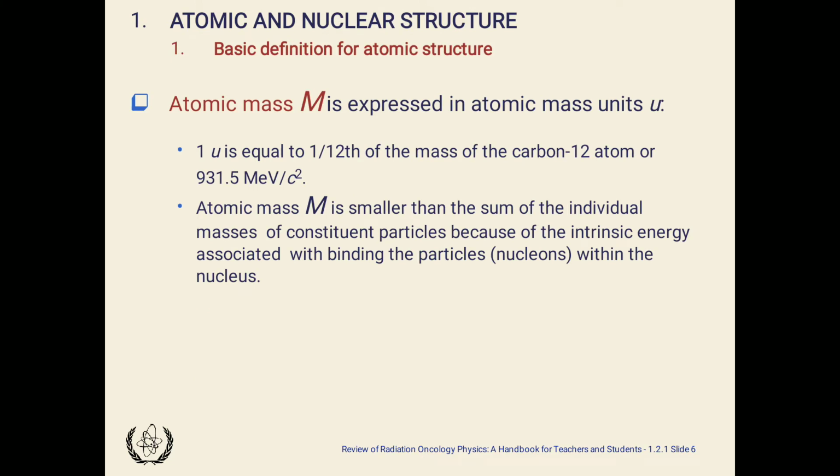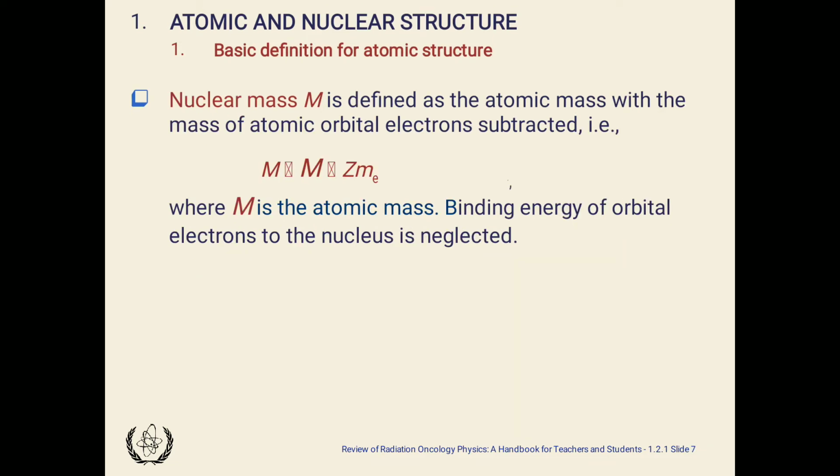Then next is atomic mass. Capital M is expressed in atomic mass units, that is u. 1 u is equal to 1/12 of the mass of a carbon 12 atom, or 931.5 mega electron volt per c squared. Atomic mass M is smaller than the sum of the individual masses of the constituent particles because of the intrinsic energy associated with binding the particles, that is nucleons, within the nucleus.